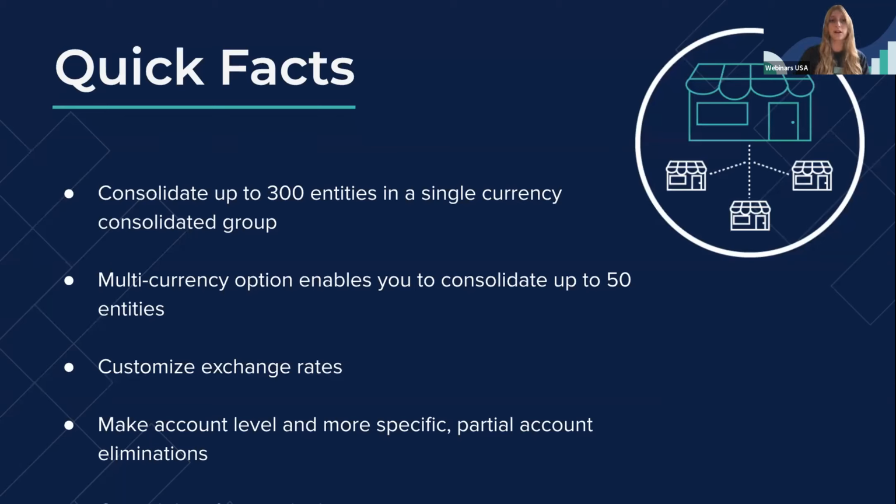I do want to give a few quick facts about Fathom Consolidations. You can actually consolidate up to 300 entities of the same currency. With that being said, we also do have multi-currency consolidations as well, and you can consolidate up to 50 entities. Fathom's default historical exchange rates are sourced from Open Exchange Rate, but you are also able to make your own exchange rates as well. We also do eliminations within Fathom. We have two different kinds. We do have full account level eliminations, but we also do have more detailed adjustments if needed.